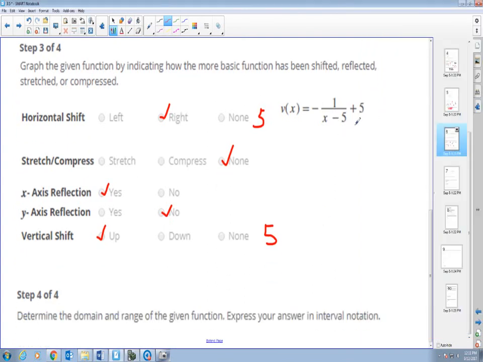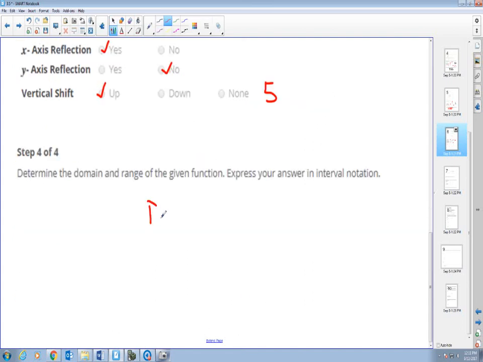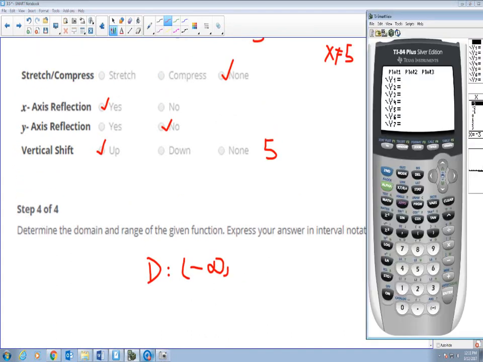Now this time, again, for my domain and range, my denominator cannot be 0. So what number for x will make my denominator equal to 0? x cannot be what? 5. Because if x is 5 down here, it makes the whole thing undefined. So my domain has to be from negative infinity, once I keep on going right, all the way to, you know what, let me regraph it.